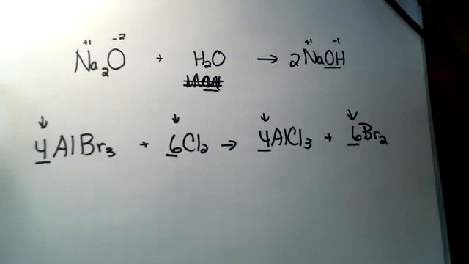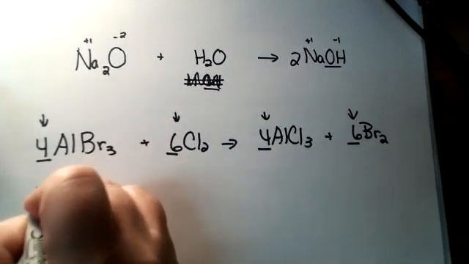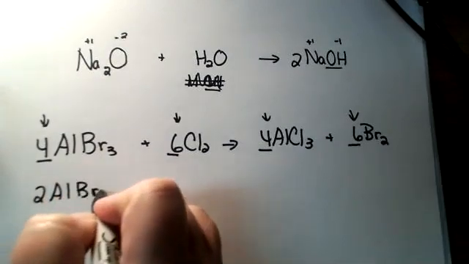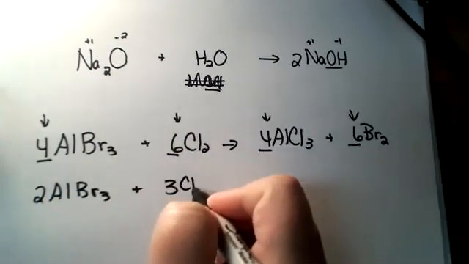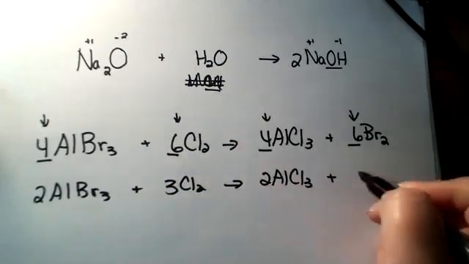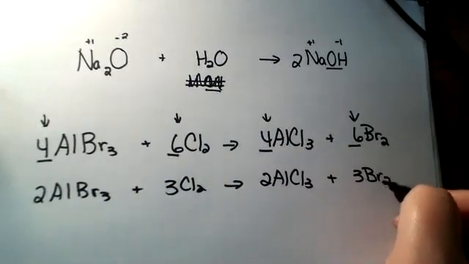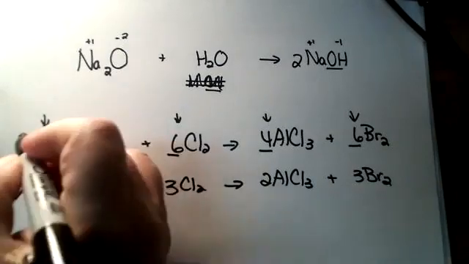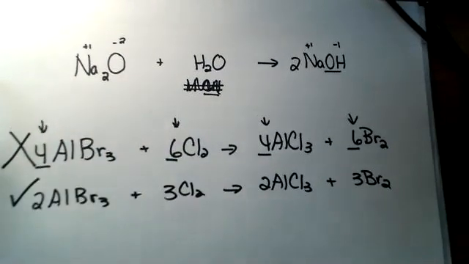You can do 2. That's right. So then it becomes 2 AlBr3 plus 3 Cl2 yields 2 AlCl3 plus 3 Br2. This one is correct. This one is wrong.